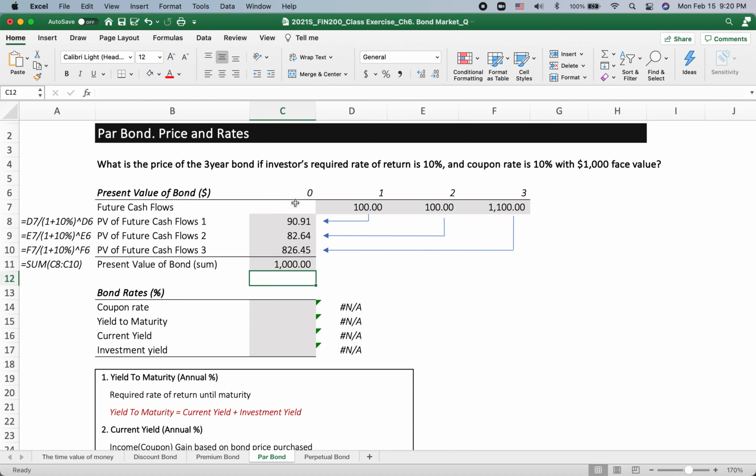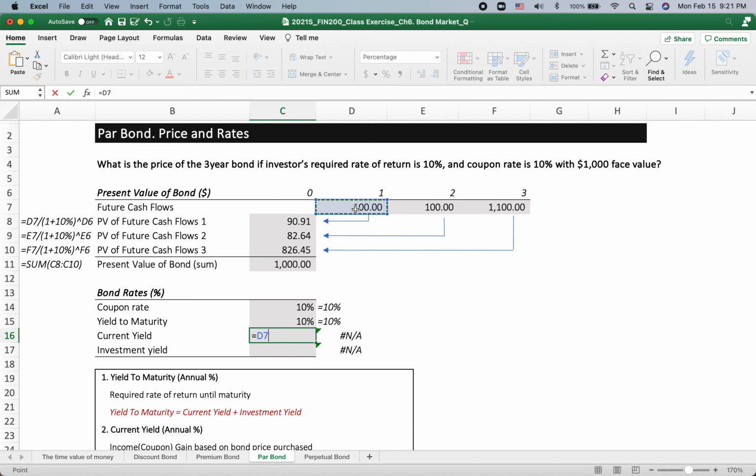Why? The cash flow is increased by the 10% coupon interest, then you discount by the same percentage. So we got the same present value. You purchase at $1,000, you receive $1,000, but you receive $100 every year by the coupon payment. So the coupon rate is 10% and the yield to maturity is 10%. The current yield is the $100 coupon amount divided by the present value today.